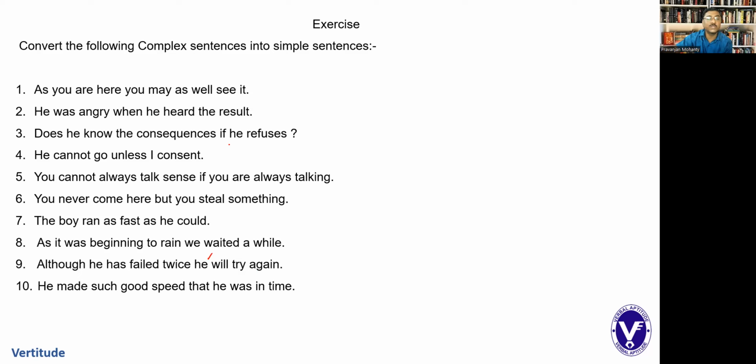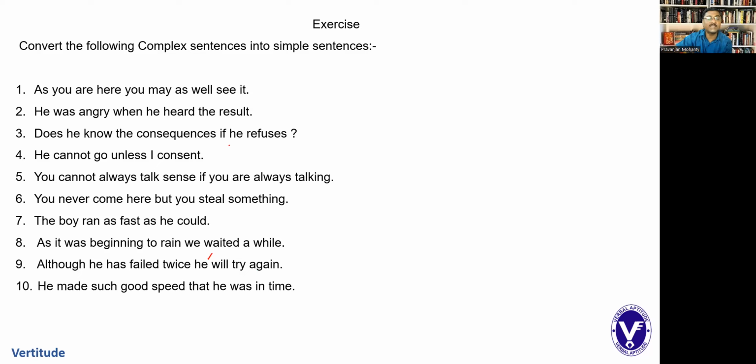You cannot always talk sense if you're always talking. Always talking does not make sense. You never come here, but you steal something. Without coming here, you steal something. Even without coming, you steal something.